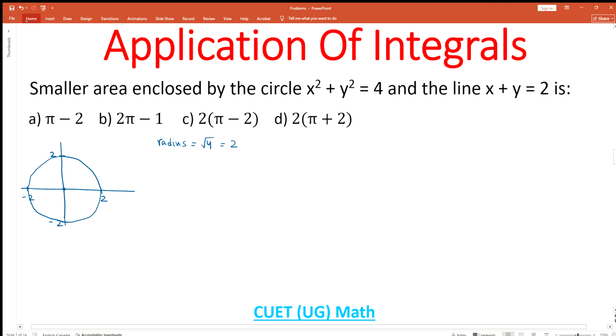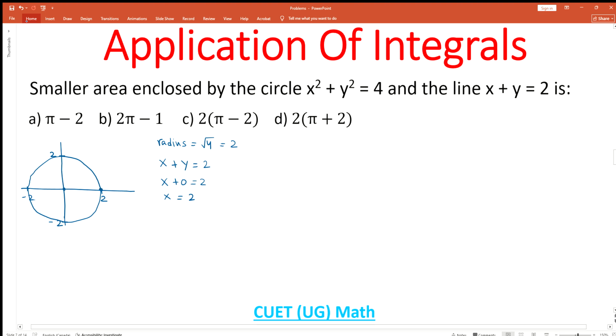Now we can graph the line x plus y equals 2. We can find its x and y intercepts. For x-intercept, we should replace y with 0 and solve for x. I get x equals 2. So its x-intercept is 2, or the point (2, 0).